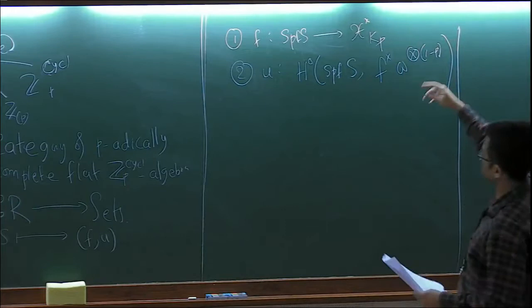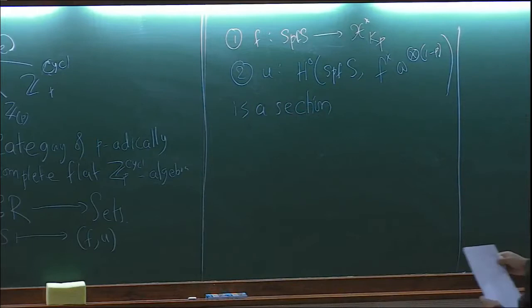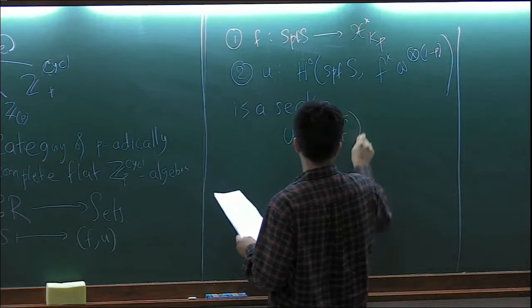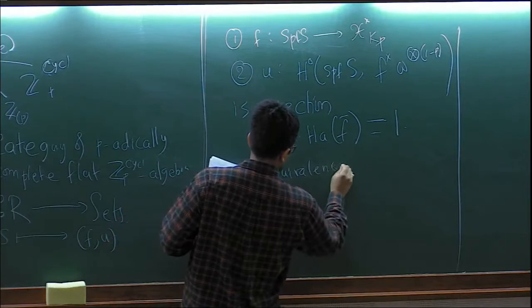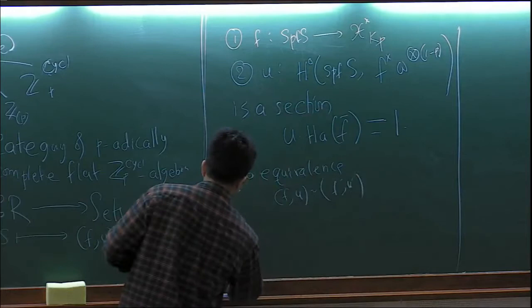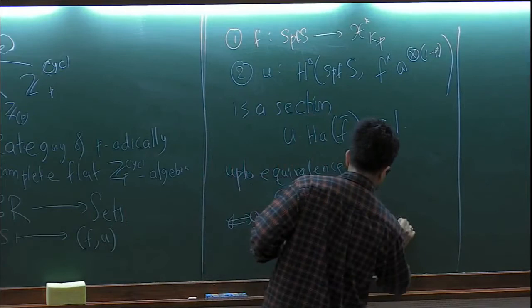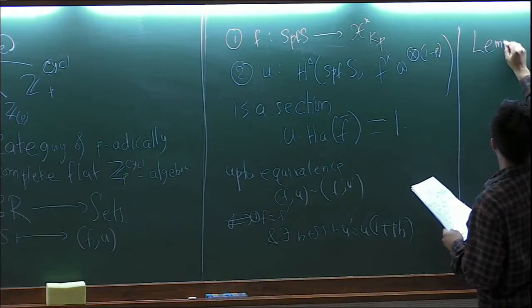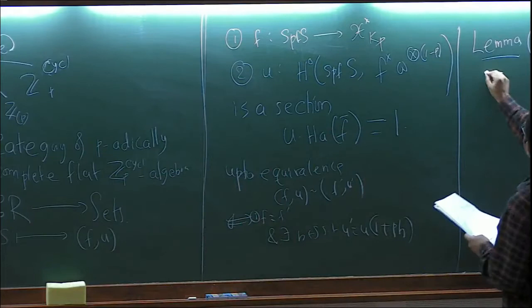So this is a section such that, last time I defined the Hasse invariant, and the Hasse invariant lives in the characteristic p section. So this is a section such that U times the Hasse invariant of f bar equals 1. Under a certain equivalence, U is equivalent to U prime if and only if there exists an element of S such that U is p-h. All these lemmas are in Scholze's paper, so I have defined a functor here. This is the functor.